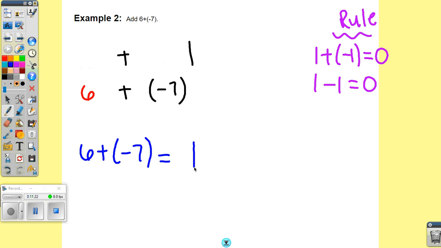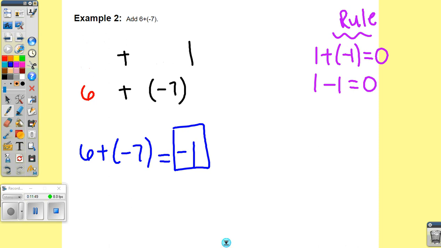And that's where you have to look again at the color. This is a black popsicle stick, so that means that our final answer should be negative. So there's one popsicle stick, so it's 1, but it's a black popsicle stick, so it's a negative 1. So your final answer to example 2 is negative 1. So 6 plus negative 7 is equal to negative 1. And that's how it's done.